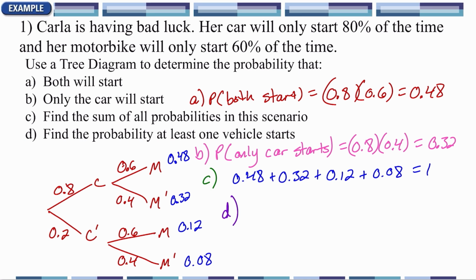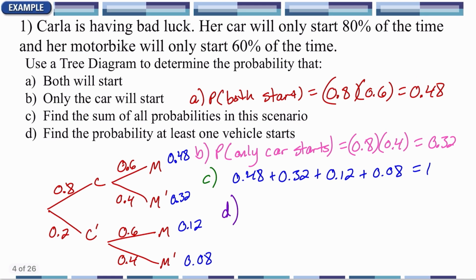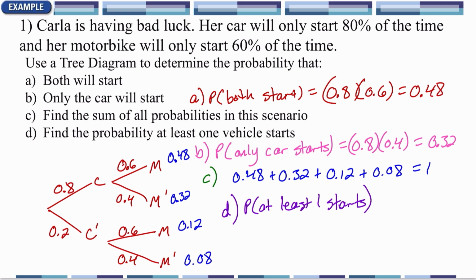Part D, find the probability of at least one vehicle starts. I suggest you pause the video here and try to do part D on your own. One efficient way to do the probability of at least one would be to do the complement.